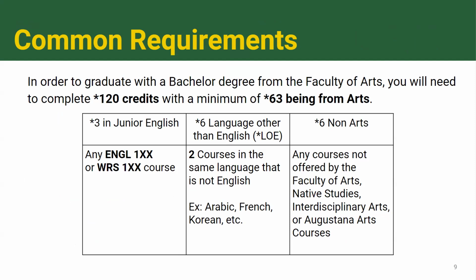If you had less than half, you would have the majority of your credits being from another faculty, and therefore you would not have a degree from the Faculty of Arts. So you need a minimum of 63 credits to be from the Faculty of Arts within that 120 credits.